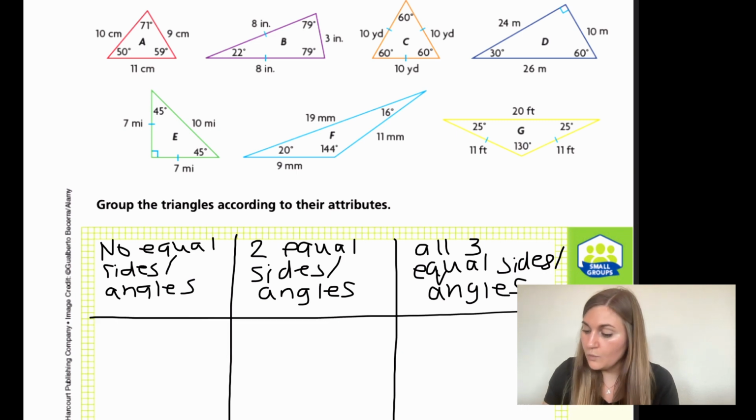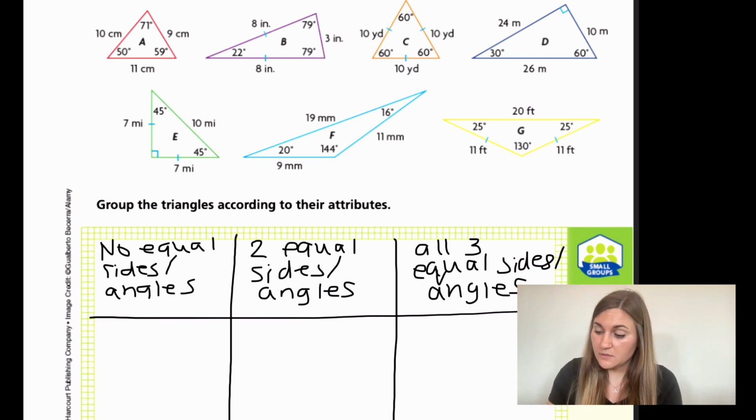All right, and then we're just going to go one triangle by one. If you look, the red one has an A in the middle, so we're just going to write the letter. Okay, let's look at that red triangle. We have the sides that say 10, 11, and 9, and then the angles say 50, 71, and 59. So do we see anything that matches? No, which means there aren't any equal sides or angles, so we're going to put the letter A under here.